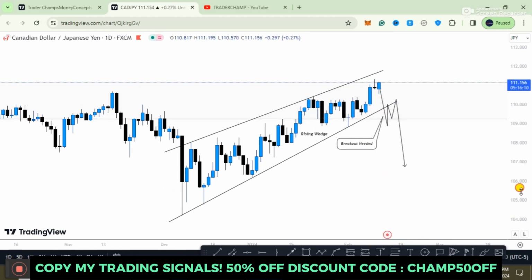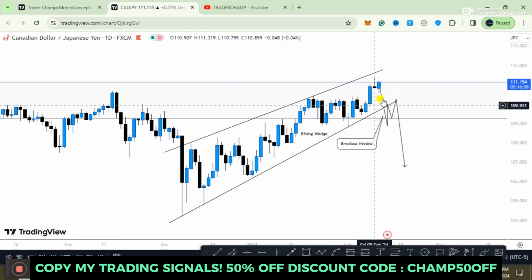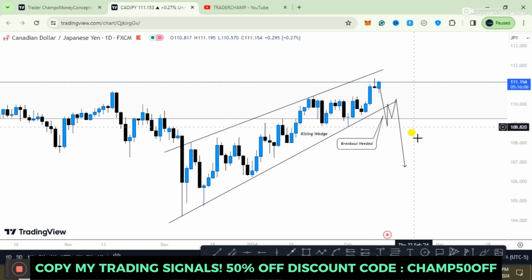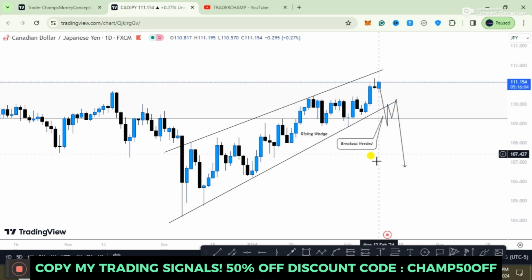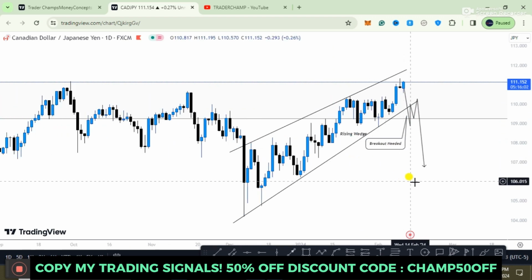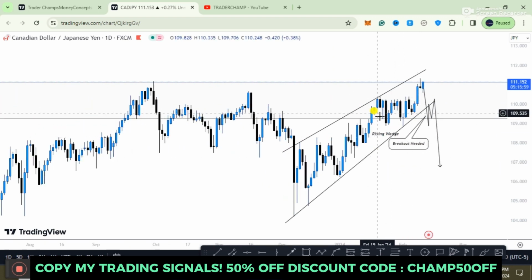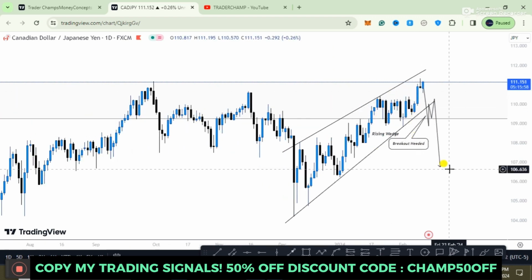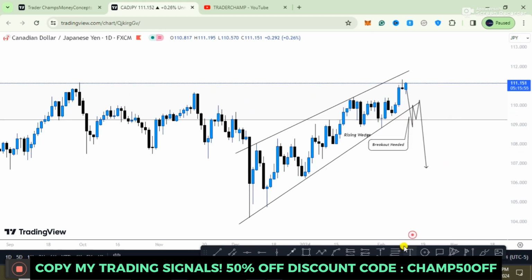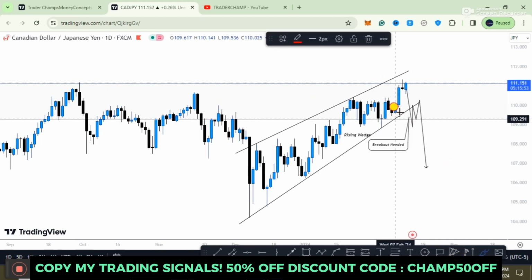So once the price confirms a bearish breakout over this following lower boundary, then we can expect a target close to a major swing low. But unfortunately right now we are on a strong bullish momentum, and also the CADJPY is following up a strong bullish move to the upside, right?